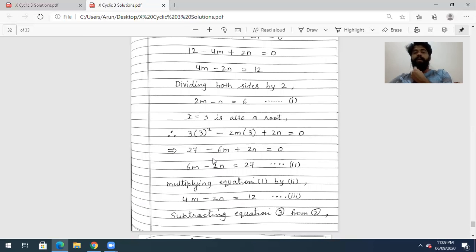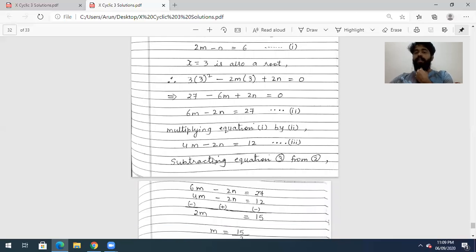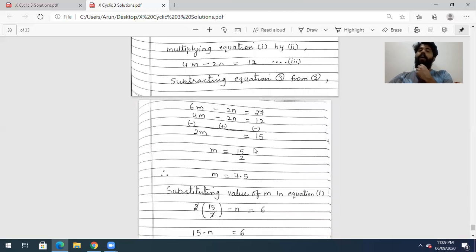Now, when you multiply the first equation with 2, we have 4m minus 2n is equal to 12. Subtracting equation 3 from 2, we have 6m minus 2n is equal to 27, and 4m minus 2n is equal to 12. So when you subtract, the signs change. So minus, plus, and minus.